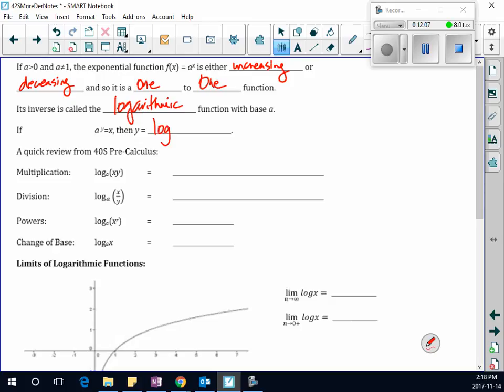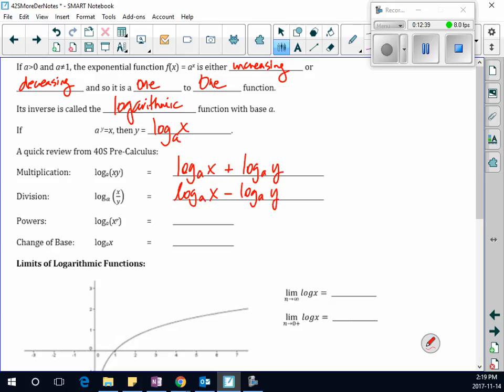Log base a of x, yes. Remember this? Okay, so let's do a quick review of pre-cal. If you have a logarithm of two things multiplied as your argument, you can separate them as? Log x plus log y. Very good. Log of x plus log of y. What happens if it's division? It becomes a minus, so log of x subtract log of y.